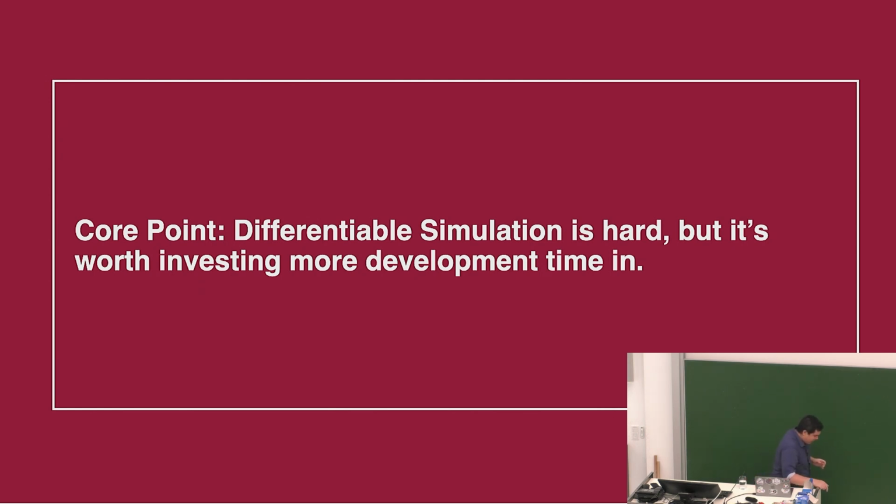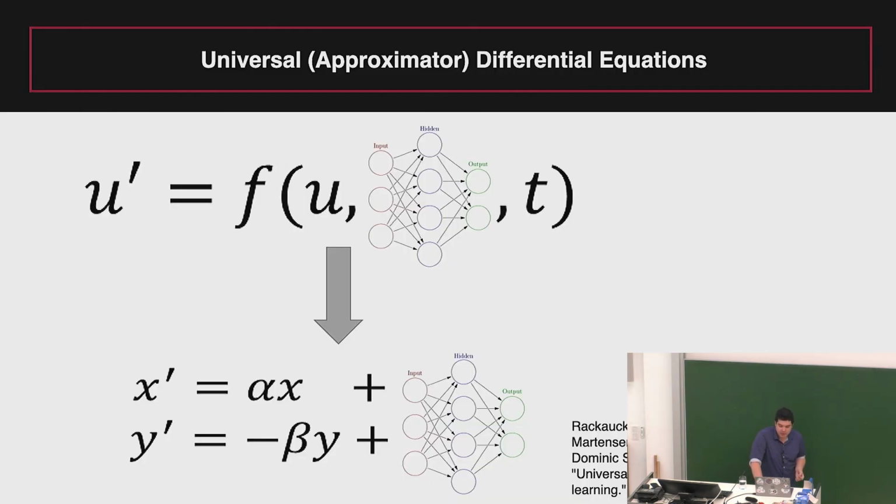I'm going to go through many different methods throughout this, but my core point is going to be that differentiable simulation is worth developing a lot more time in. I'll mention what differentiable simulation is, but the methods in this thrust of scientific machine learning seem to be getting a lot of really nice results, though they're not complete. There are a lot of things that are usable today, but a lot of improvements are still ongoing.